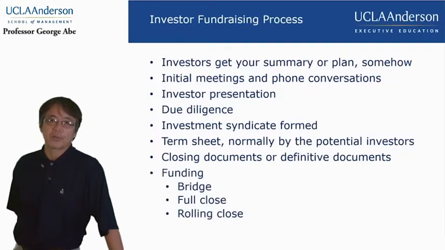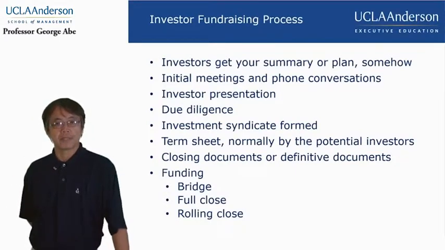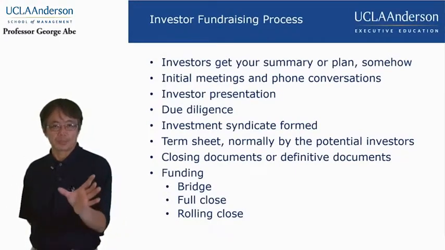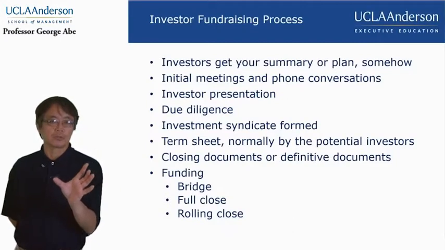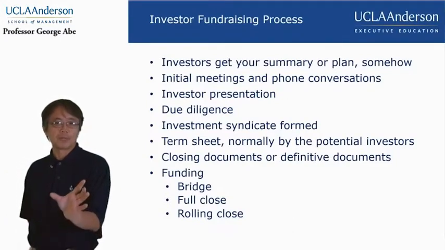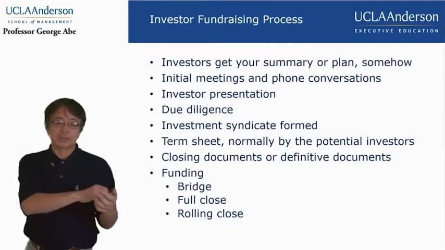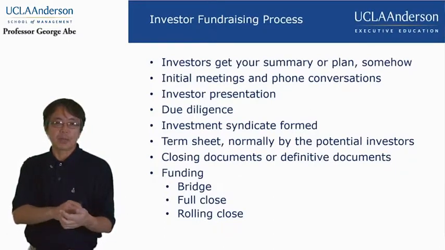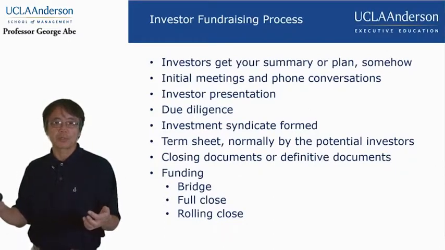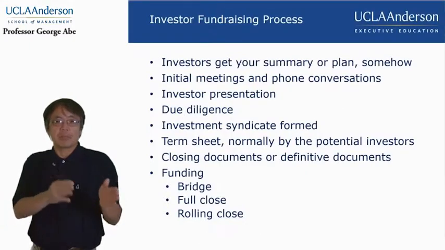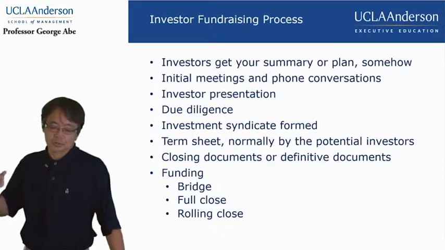And once those definitive documents are signed, then the funding can happen, either as bridge financing or full close or rolling close. By full close, we mean, in the prior case, the venture capital syndicate writes you a check for $6 million. A rolling close means it may come in pieces as you deliver certain milestones.